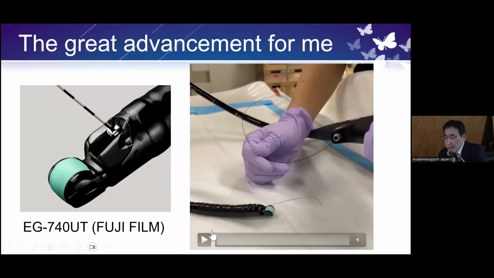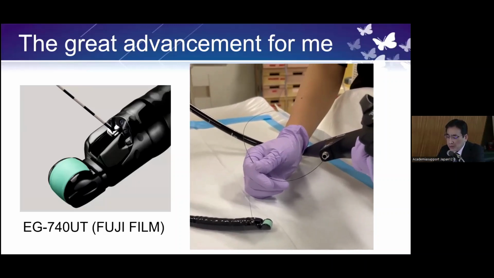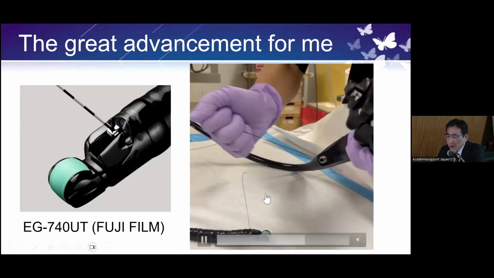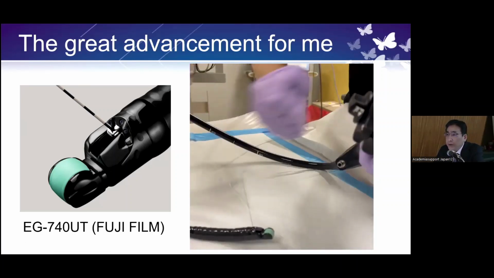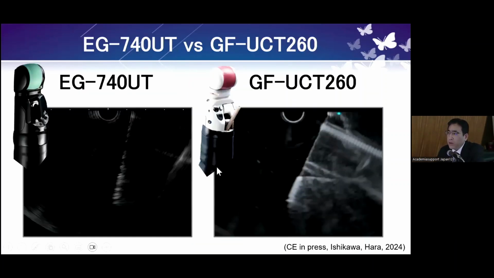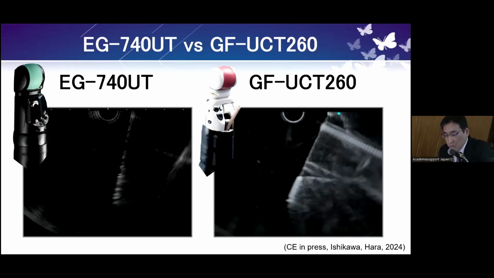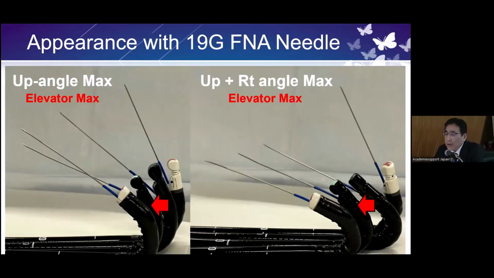This is the video. This is a Fuji scope. We can use a lock system, and this lock system is very strong. Can you see? This is a 0.018 wire, a very slim wire, but non-dislocation, very safe. I love this scope. And the puncture angle is different. The Fuji scope punctures perpendicularly, while this is a conventional scope. Can you see the difference? So with the Fuji scope, we can puncture B2 easily and safely because we can lock the wire very strongly.